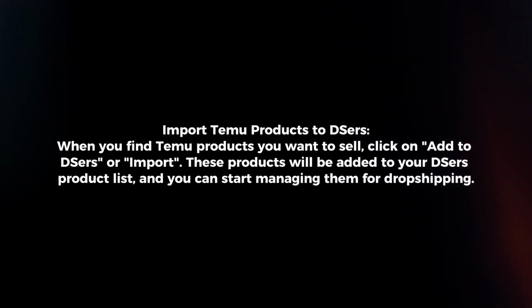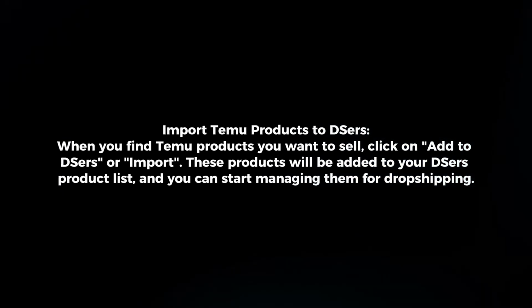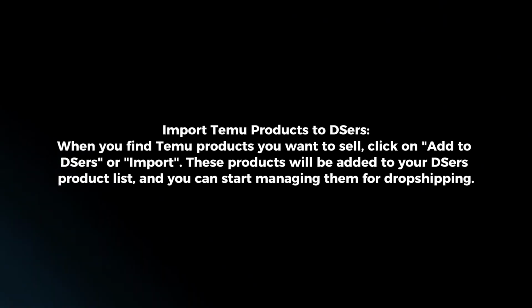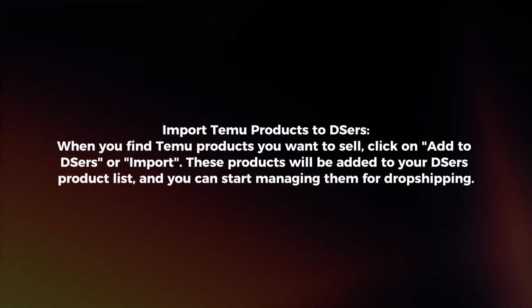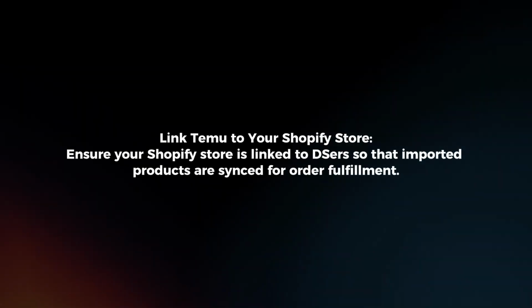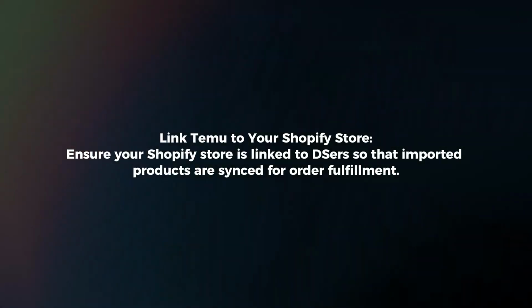Import Temu products to DSers. When you find Temu products you want to sell, click on Add to DSers or Import. These products will be added to your DSers product list, and you can start managing them for dropshipping. Link Temu to your Shopify store. Ensure your Shopify store is linked to DSers so that imported products are synced for order fulfillment.